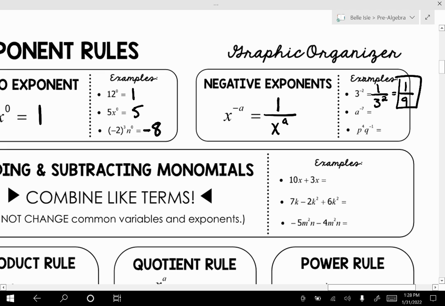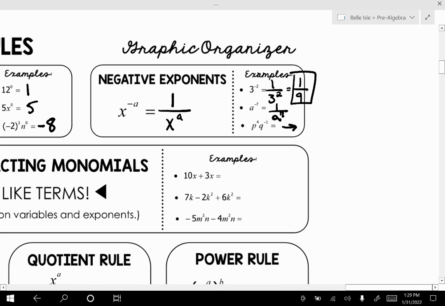Okay, a to the negative 7. It's going to be 1 over a to the 7th. Okay, and then we've got p to the 4th, q to the negative 1st. See if you can figure out what that one would look like. We would end up having p to the 4th over q.